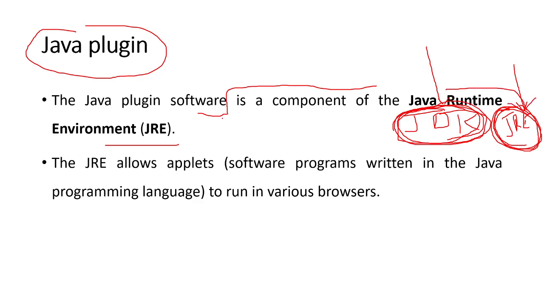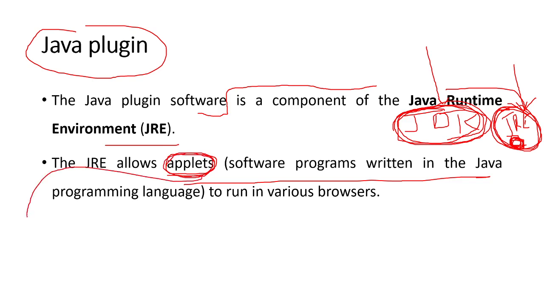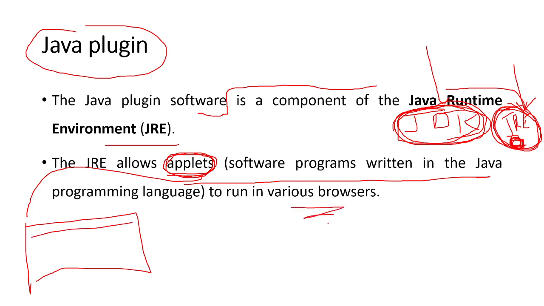Java plugin software is basically one of the components in JRE, it seems. A component is nothing but you can treat this as a library. JRE allows applets, software programs written in Java. You already have a rough idea of applets, I think. Basically this is nothing but a Java program which will run on a browser. The browser can be Firefox or Chrome, and so on. That's what the author is telling.